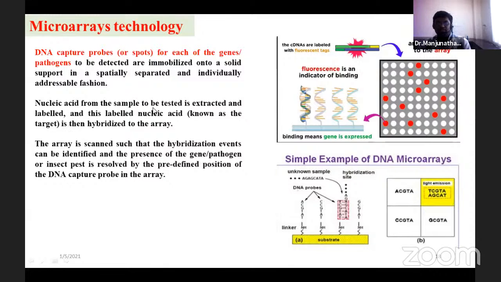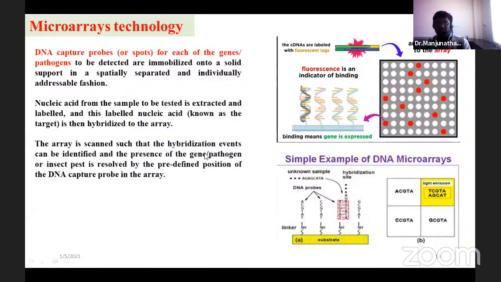Nucleic acid from the sample to be tested is extracted and labeled, and this labeled nucleic acid is then applied to the array. For example, you take any DNA sample from the seeds and you label it and just imprint it on these arrays. Where there is a specific DNA sequence complementary to our template, hybridization will happen and there will be a color change. Like this, you see, these are all negative results. These are all positive results. Like this, the DNA array works.